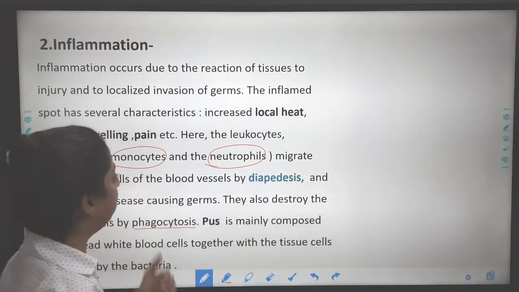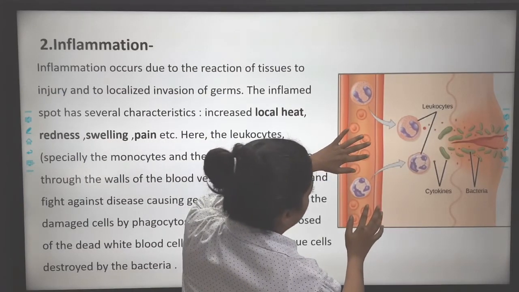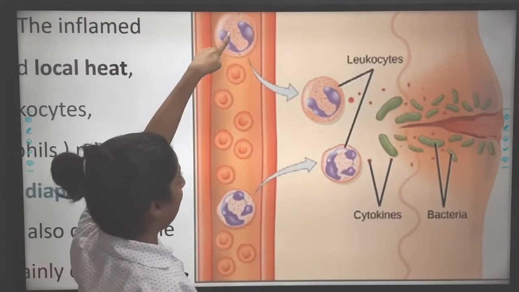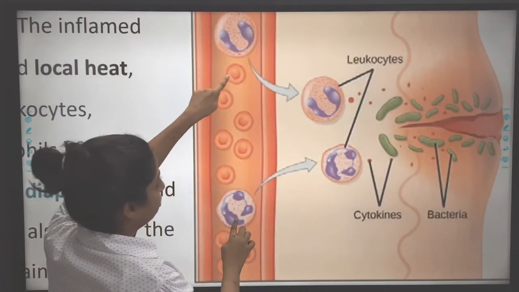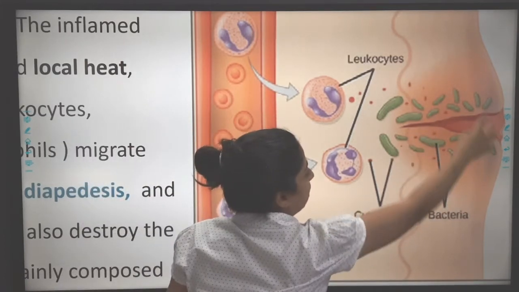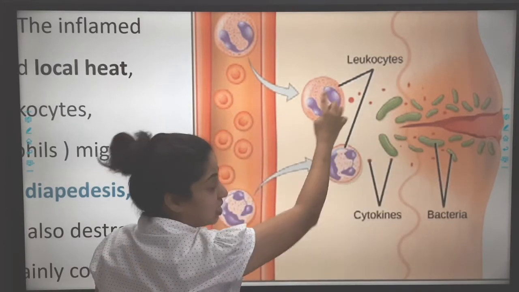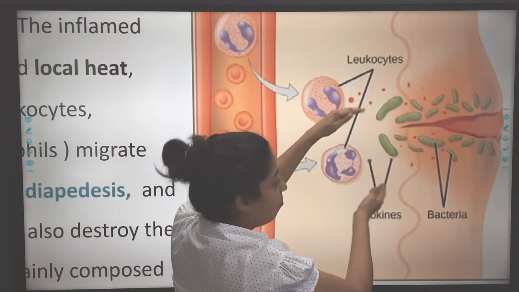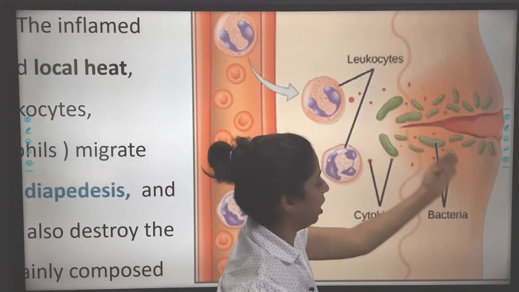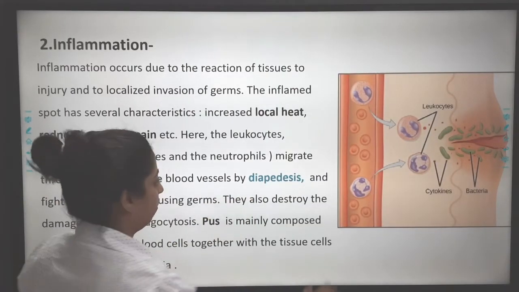Now, let me explain inflammation with a diagram. Here you can see that from the capillary, this WBC through the process of diapedesis came out to the tissues. Here you can see that there is an injury and germs have entered. The leukocytes, that is the WBC, act upon them, they fight with them, and then the dead bacteria and dead tissue form pus. This process is known as inflammation.